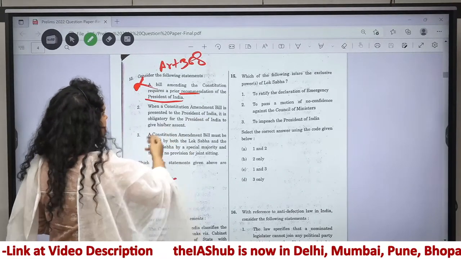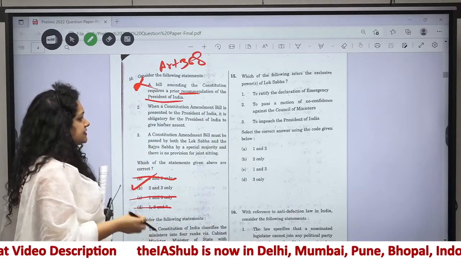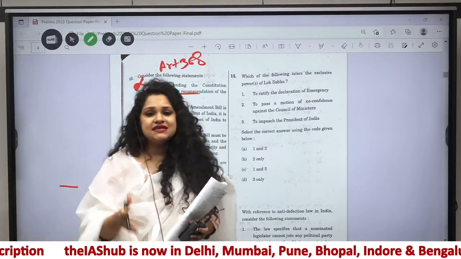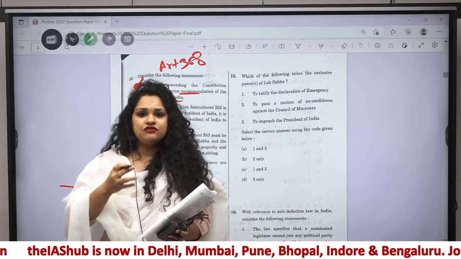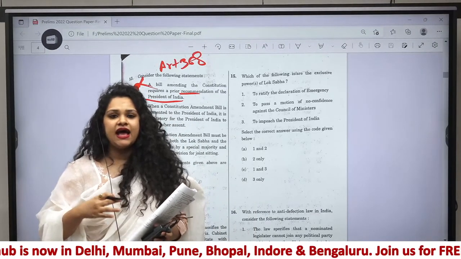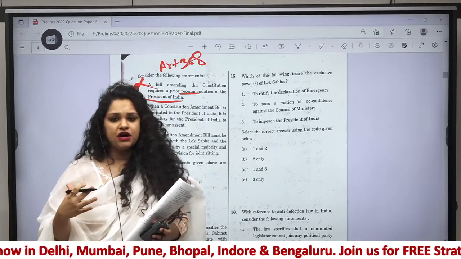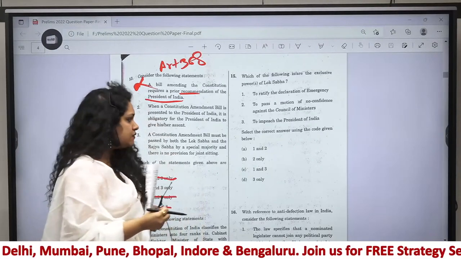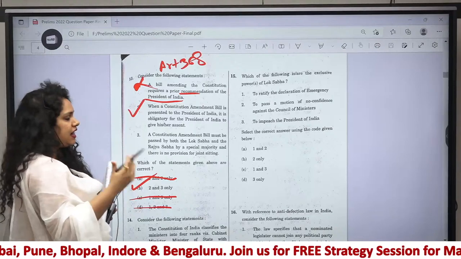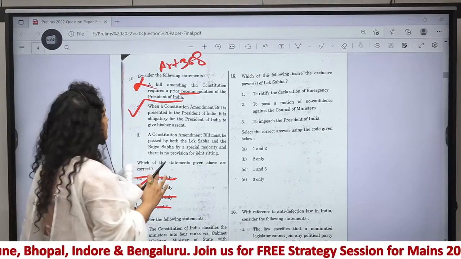When a constitution amendment bill is presented to the President of India, it is obligatory for the President to give his or her assent. This is true, because the President cannot withhold the assent, and nor can the President send the bill back to the House. So this is correct. Very simple question. Article 368 has this completely given.